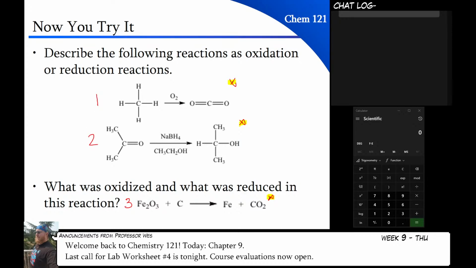I want you to describe reactions 1 and 2 as oxidation or reduction. And then for reaction 3, I want you to tell me which was oxidized or which was reduced. Was the Fe2O3 oxidized or was it reduced? Was the carbon oxidized or was it reduced? Type all your answers in the chat, and we'll go over the results in about 4 or 5 minutes.